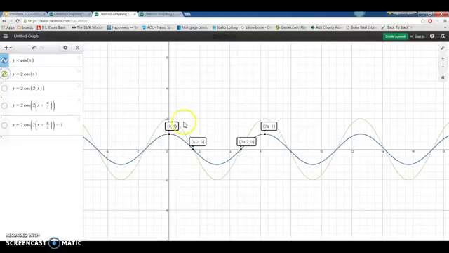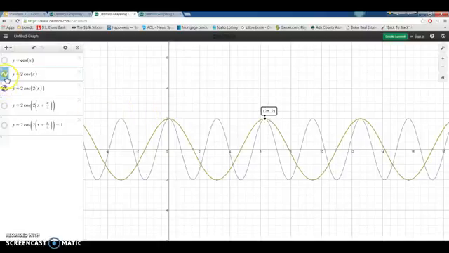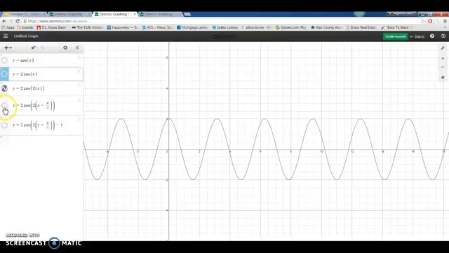So then we do the amplitude. It takes all the points that are 1 and negative 1 and makes them 2 and negative 2. Then we put in the period, which puts everything from 2 pi to 0 into pi, so it looks like this. And then we're going to do our phase shift, which is negative pi over 4, so it's moving everything to the left. And it looks something like this.